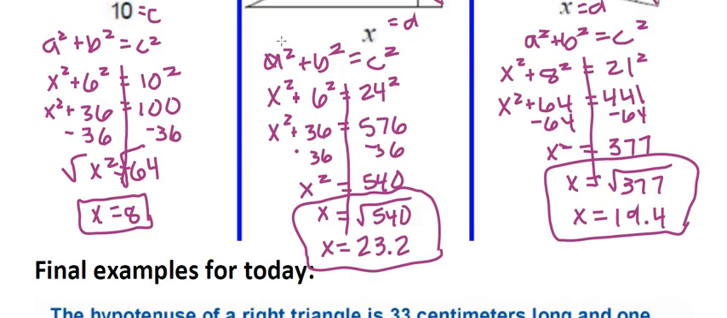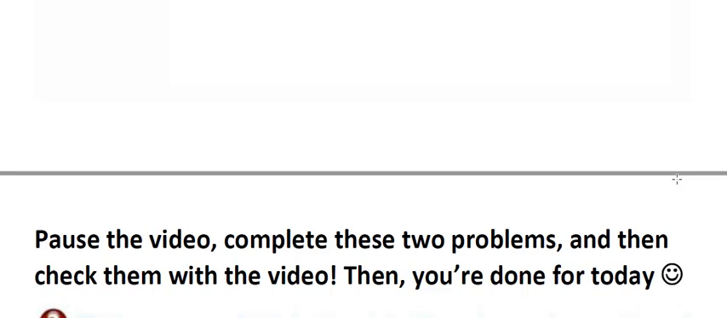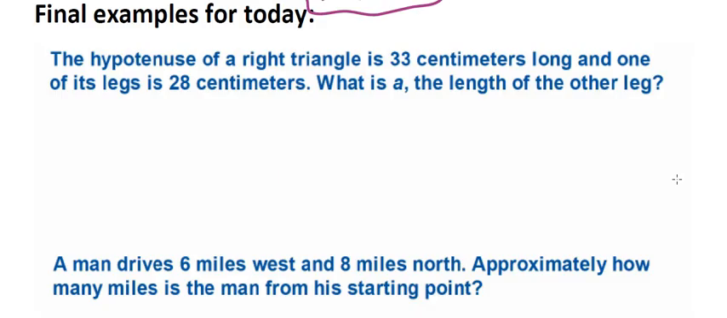All right, everybody, so these are your solutions here. So you're going to get your x equals 8, and then again, here's what I warned you was going to happen. You got x equals square root of 540, which was 23.2 when you rounded, and then the square root of 377, 19.4 when you rounded. All right, so these are our final examples for today, and again, these are just two Pythagorean theorem questions.